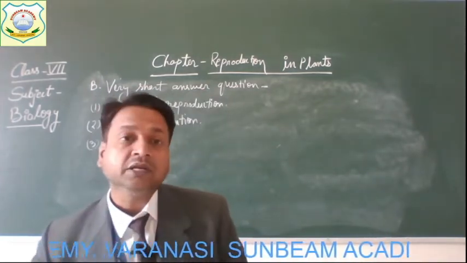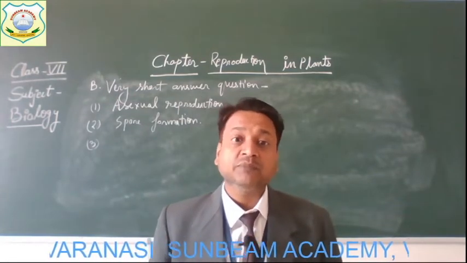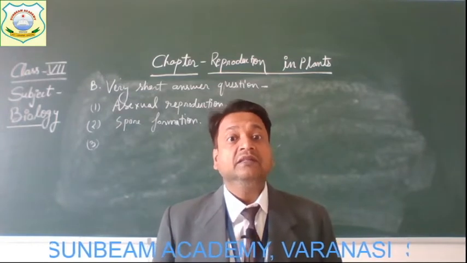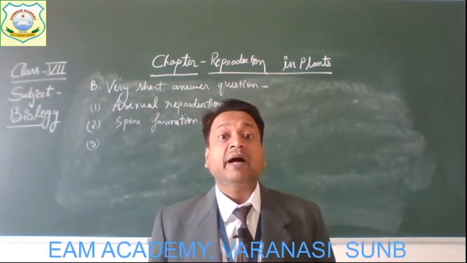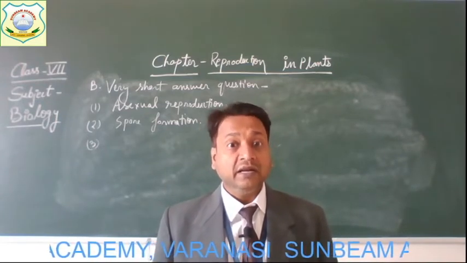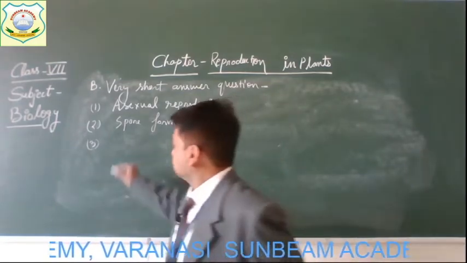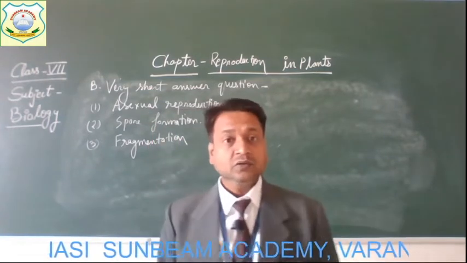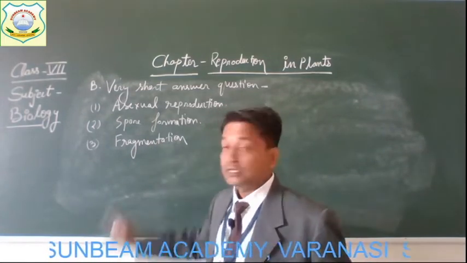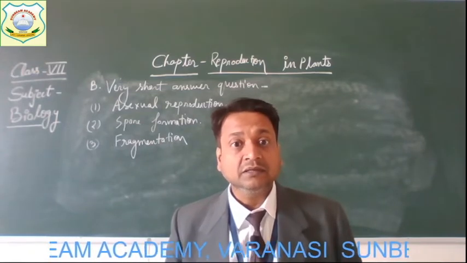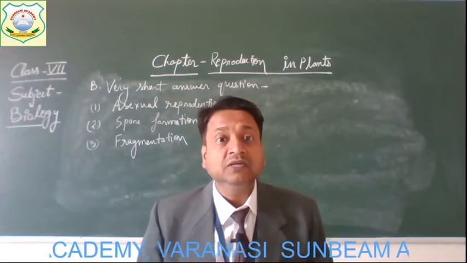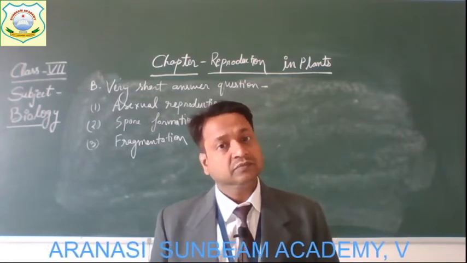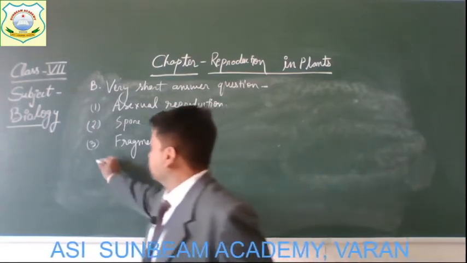Now question number 3 is, Spirogyra reproduces by. Spirogyra is a kind of alga, which is aquatic. This aquatic plant reproduces by an asexual method, and the name of that asexual method is fragmentation. So Spirogyra reproduces by fragmentation. In this method, what happens? The body of this plant breaks into small fragments, and each fragment gives rise to a new organism.